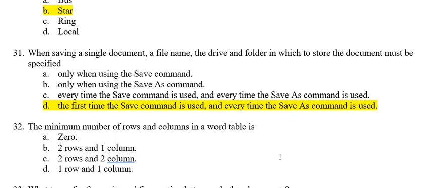32. The minimum number of rows and columns in a Word table. When you want to insert a table, I'm sure someone will go to Insert Table and choose the number, but we need to recognize in this case what the minimum amount is: only 2 rows and 1 column. We do that every time in Microsoft Word.